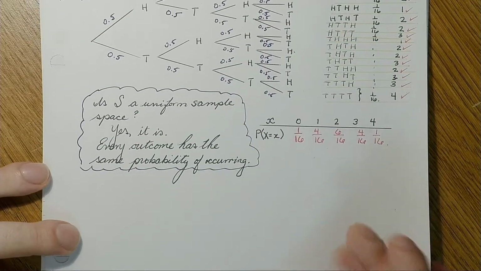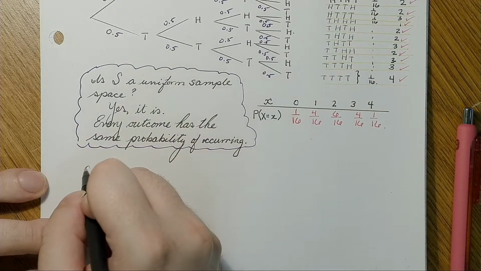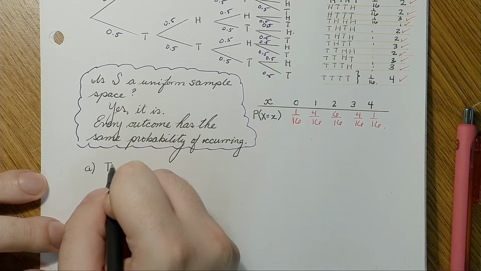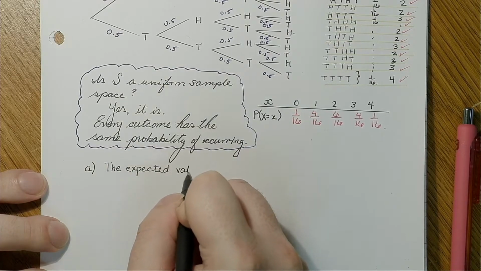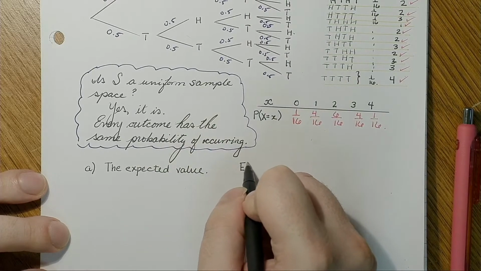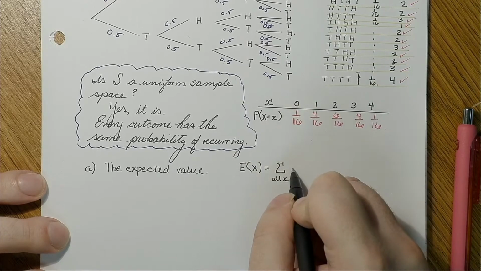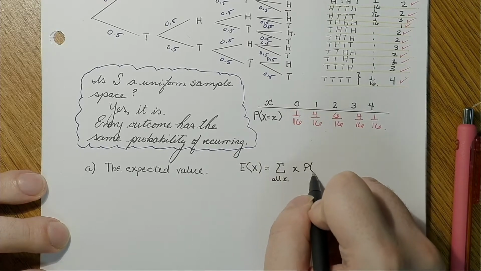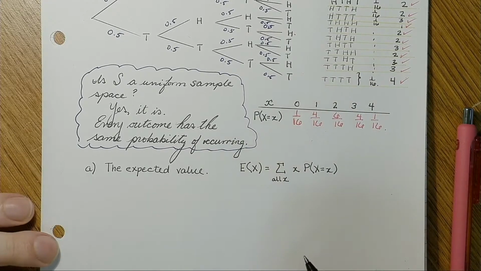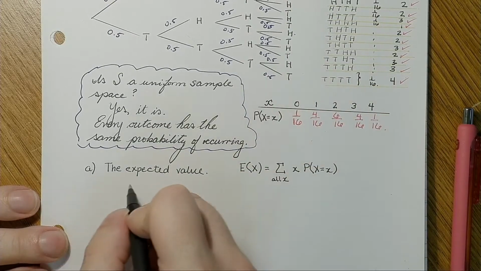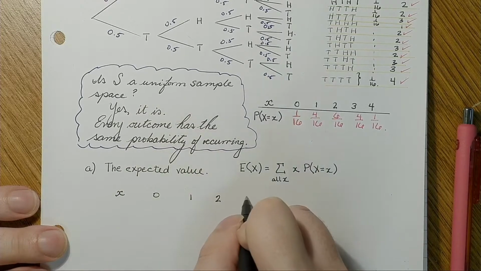So if you want to do the expected value, remember the expected value is equal to the sum of all the possible values, so it's the value times the probability of that occurring, and then we just add them all up. I'm just going to rewrite this table again down here. So I have x: 0, 1, 2, 3, 4.